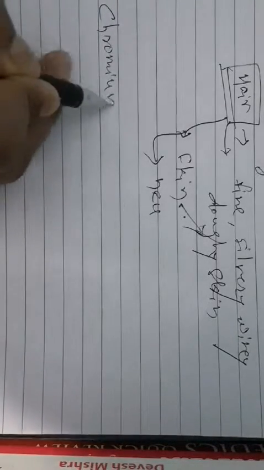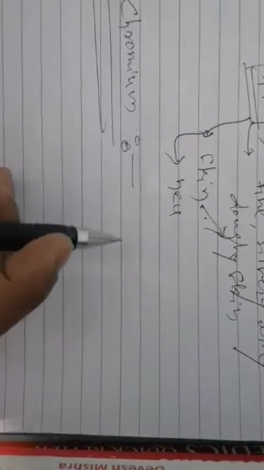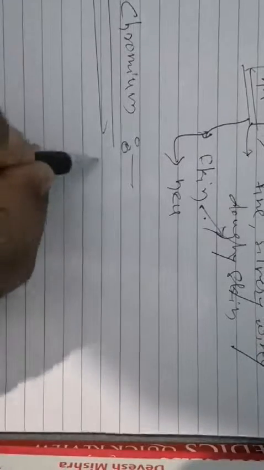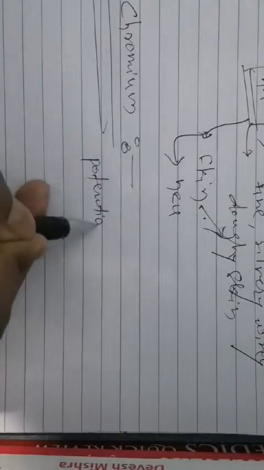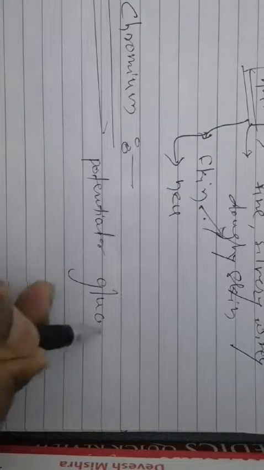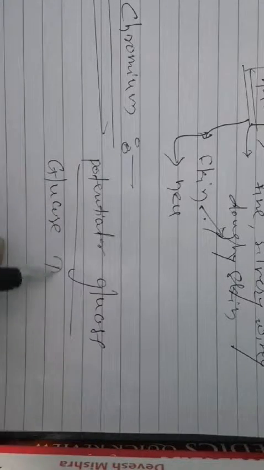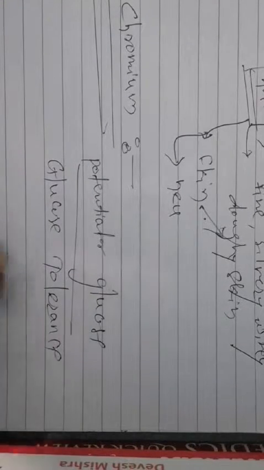Chromium. Let's come to chromium. I am discussing the most important micronutrients which are important for NEET PG exam. Chromium is also called potentiator of glucose. Chromium is potentiator of glucose, therefore it is called glucose tolerance factor.